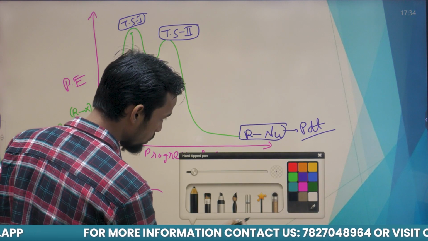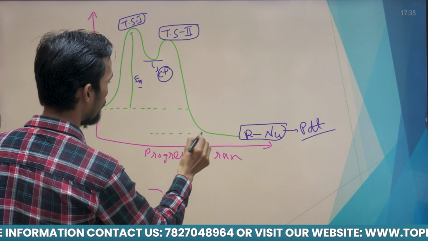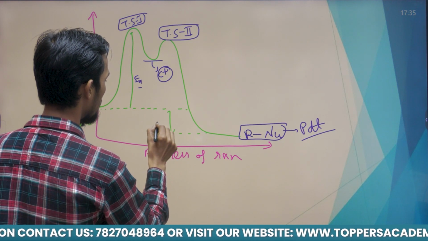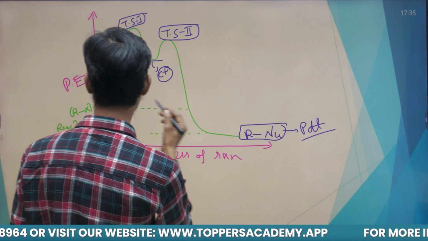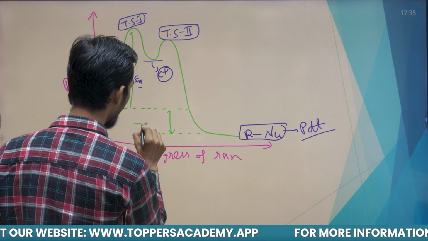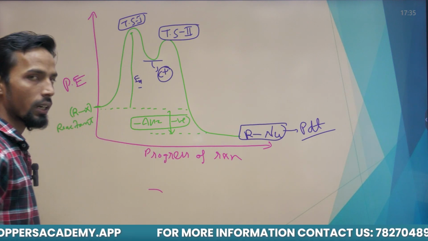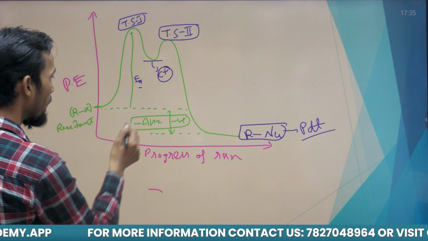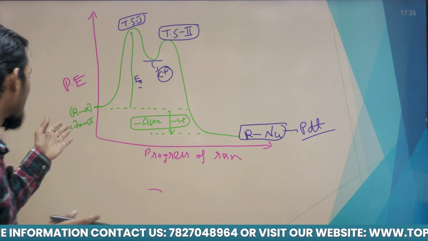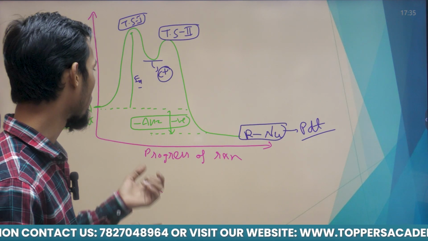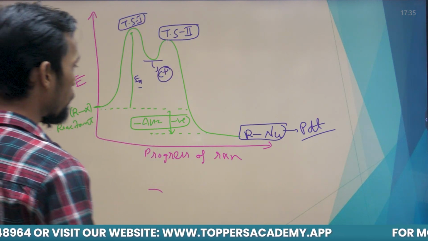Over here we can also see one thing: there is a change in energy, the product energy minus the reactant energy. That's why delta H will be negative. Delta H over here will be negative because the product is at a lower energy, and when we subtract the reactant energy from the product energy, we get a negative value. So this is the energy profile diagram.